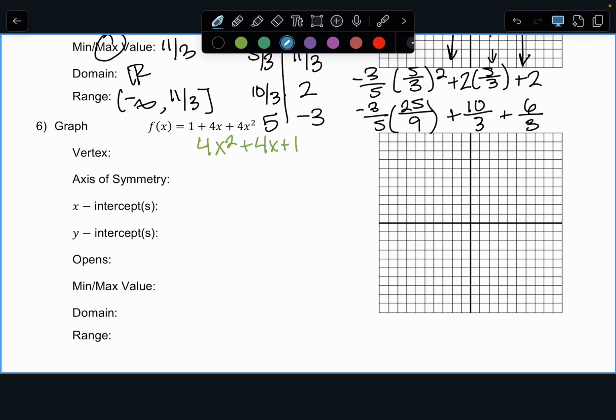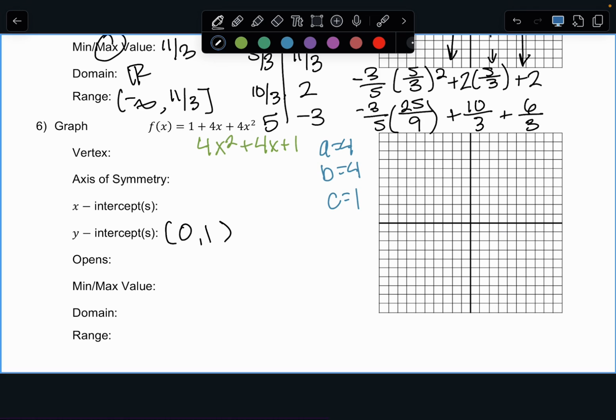But if it's going to confuse you with your A, B, and C, and you're going to say that A is 1, I would rewrite it. Because what is A? 4. Okay, so A is 4, B is 4, C is 1. Just off of C, real quick, what's my y-intercept? 1. (0, 1). Perfect.